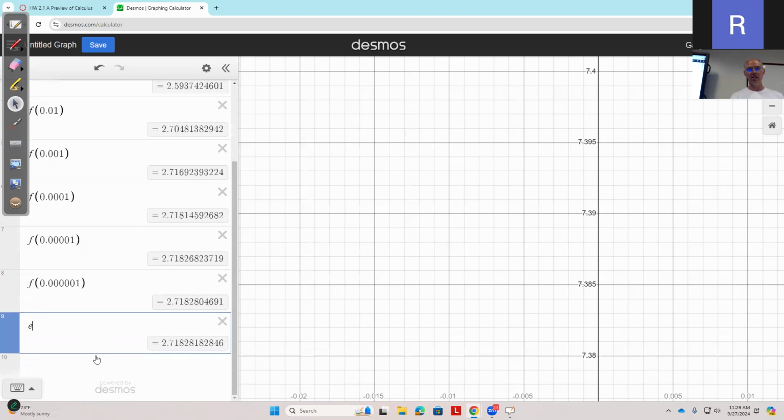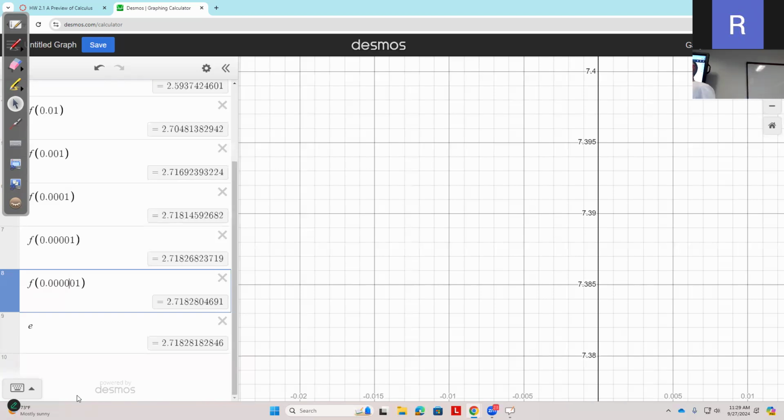Doesn't my last check, what am I at? Tenths, hundredths, thousandths, 10,000ths, 100,000ths. Okay, 1 million. f of 1 million is 2.71828, and then I lose track. This looks like it might be e.